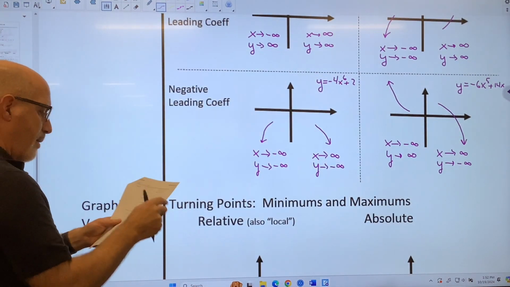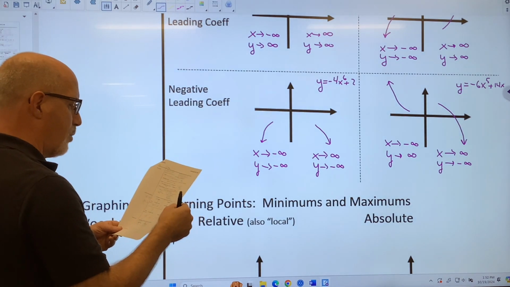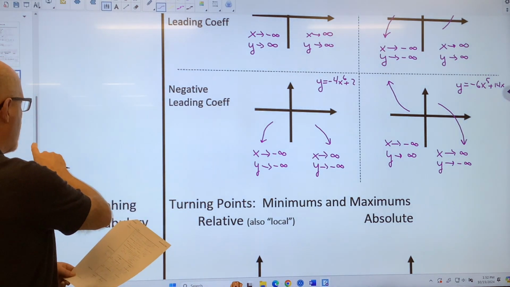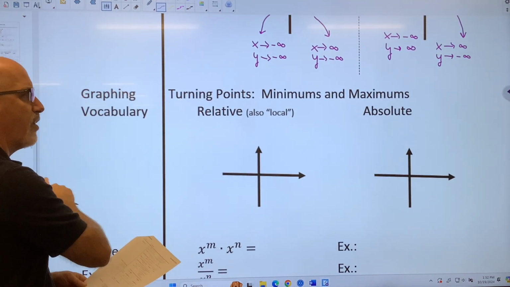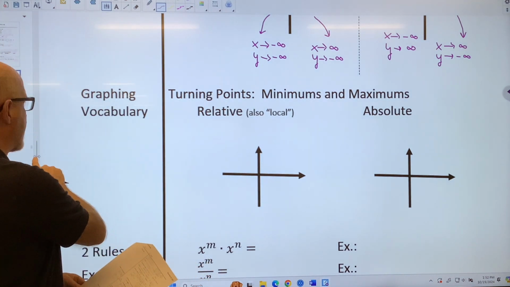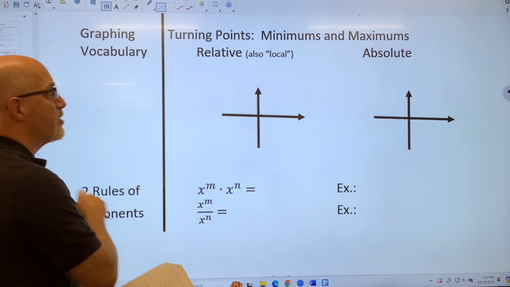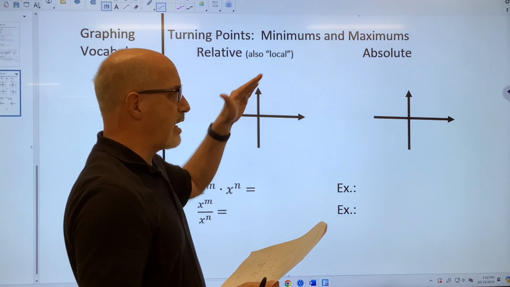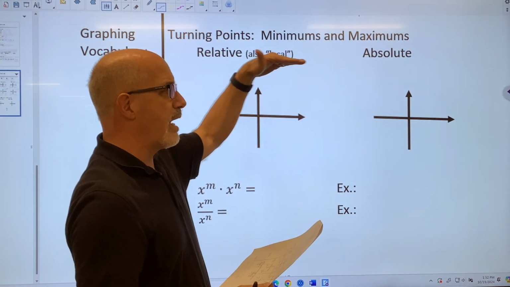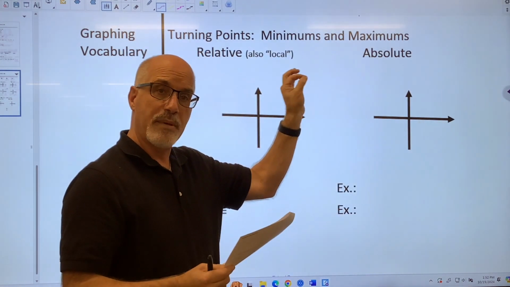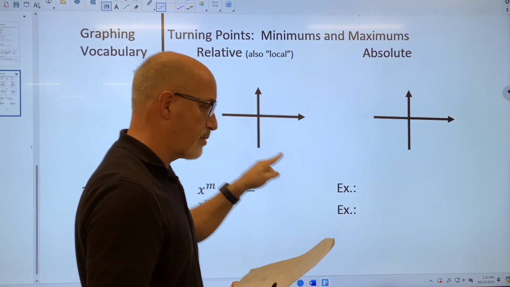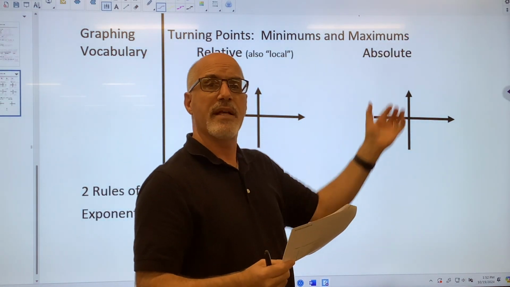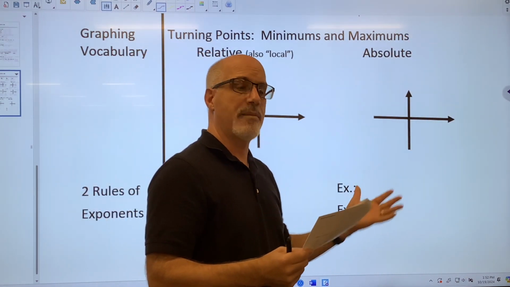All right, let's go on and talk about what are called turning points, which we've already dealt with, minimums and maximums. Turning points are minimums and maximums, because as the graph goes up, if it turns from going up to going down, that would be a maximum. If it turns from going down to going up, that's a turning point, that's a minimum.